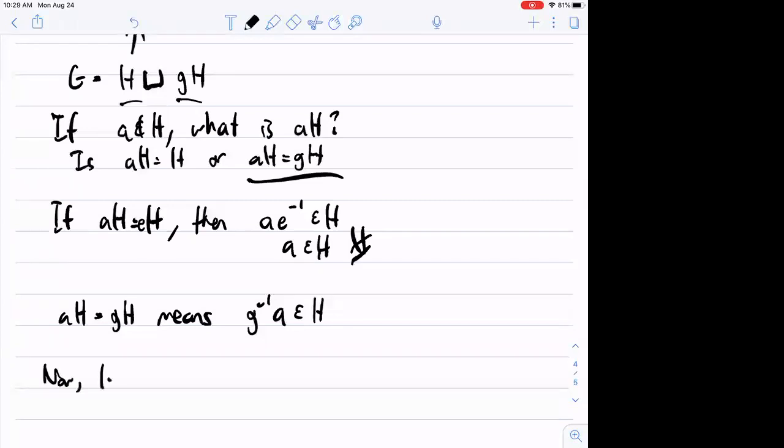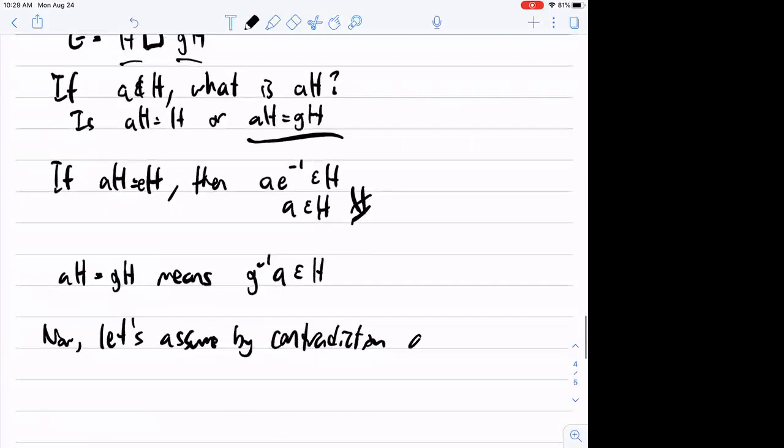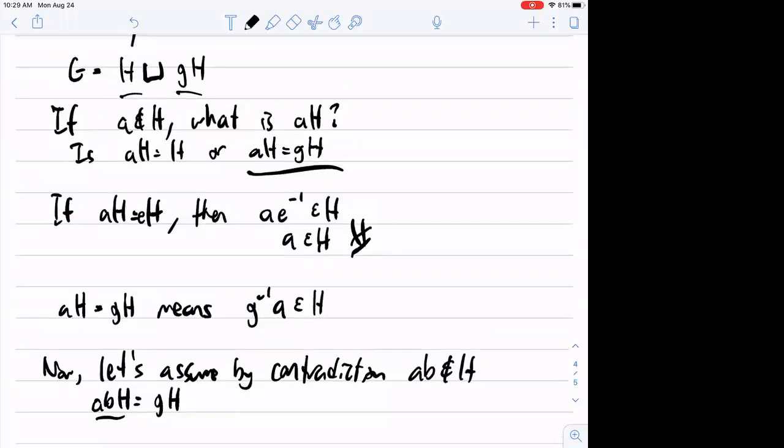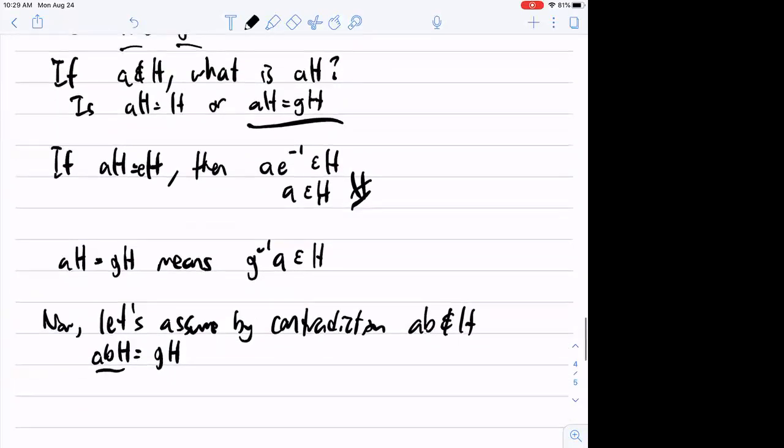Now, let's assume by contradiction that B was not in H. Then same exact argument, right? BH must be GH. Agree? Because, again, this coset has to equal H or GH, and it's not H, so it must be equal to GH. So G inverse B is in H. Now, why is this a problem? Can anyone tell me?